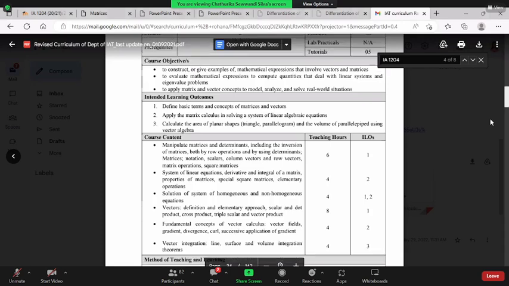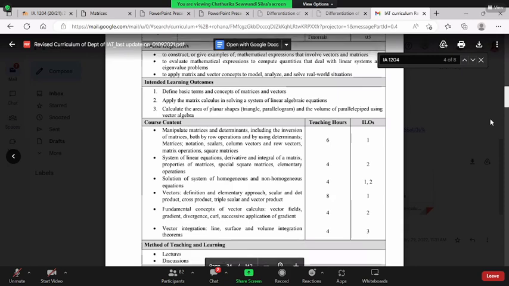These are the course contents. By looking at the course contents, you will understand that some of the contents you have already covered under basic maths, but there are some advanced parts coming under this course.